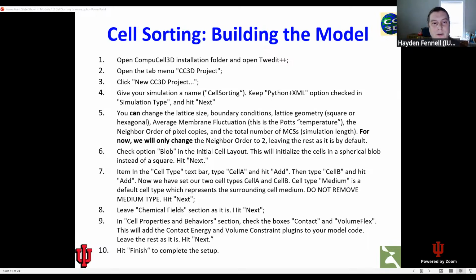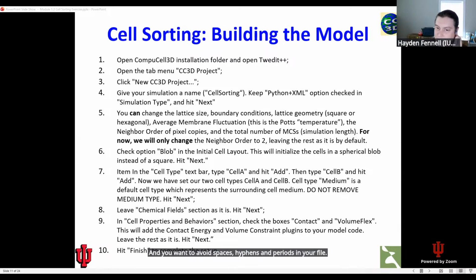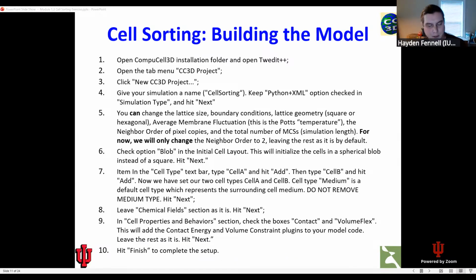So the don'ts of file naming, that's a good question. I don't know if we went over that. The biggest thing is not to start your file with a number. You should start your simulation name with an alpha character, not numeric. And you want to avoid spaces, hyphens, and periods in your file names. You can use underscores without any problem, but try to stick to all alphanumeric characters, except for the first character, which needs to be a standard letter. Just in general, avoid special characters, except for underscores. Underscores are fine.